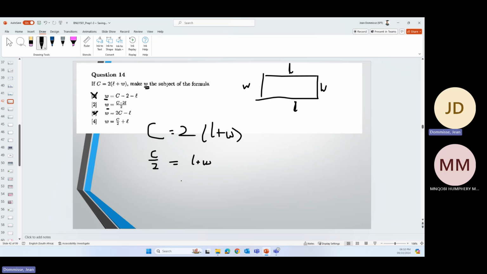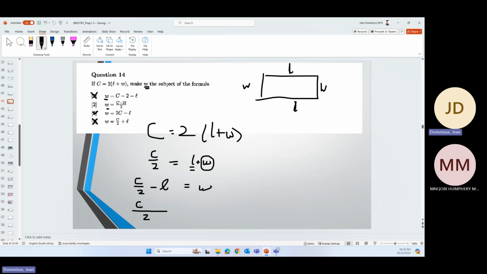Then the next step is to say, okay, we want to isolate W, so we need to get rid of the L. So we need to subtract L on both sides. That will be ours. So C over 2, yes, but it's minus L, so that one doesn't work. Okay, so there's C over 2 minus 2L. So then basically what we did was to say, okay, now we're putting everything over 2.